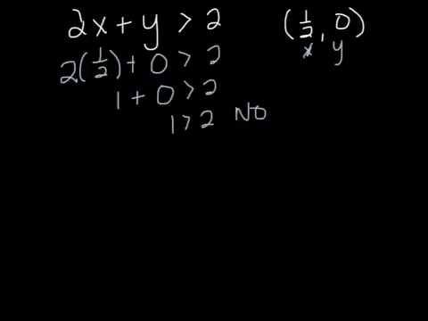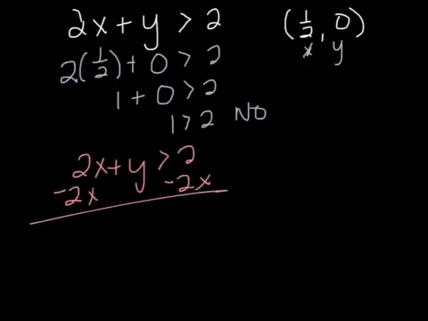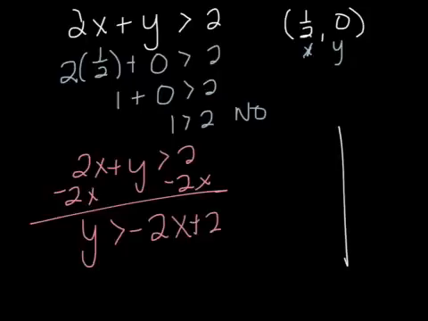Another way you could do this is you could graph it and check the point. So if I take 2x plus y is greater than 2, I have to isolate y. So I'm going to subtract 2x from both sides. So I have y is greater than negative 2x plus 2. If I was to graph this, I would start at 2 with a dot, and I would go down 2, right 1, down 2, right 1, and I would have a dotted line through this.